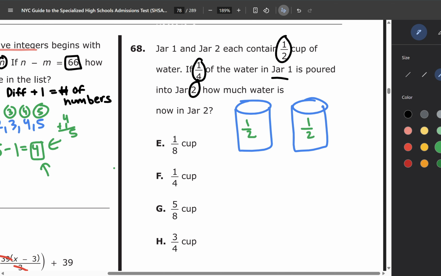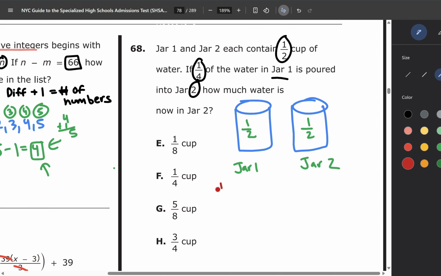So both of these jars, this is jar 1 and this is jar 2. Both of these jars have 1/2 cup of water, right? And what I'm doing is I'm taking 1/4 of the water in jar 1 and adding it to jar 2.